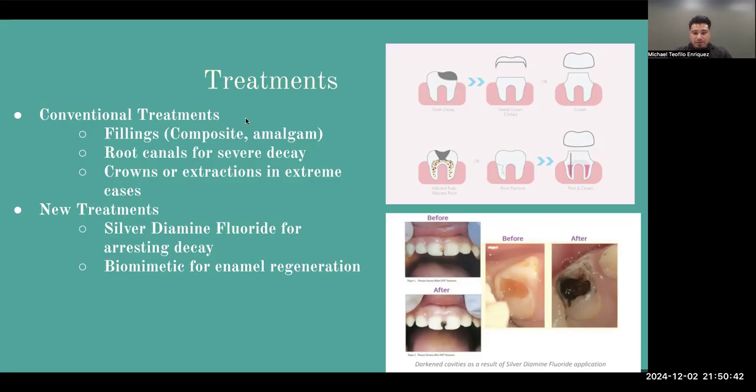And something very interesting that I've seen at a pediatric office recently was this new treatment. It's a silver diamine fluoride.